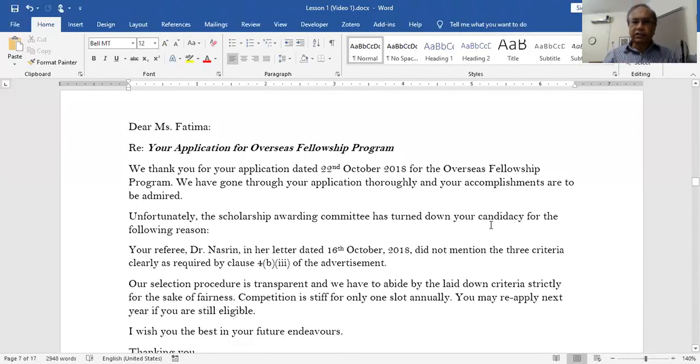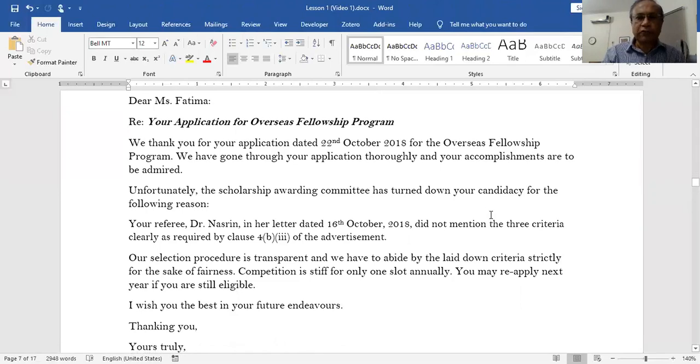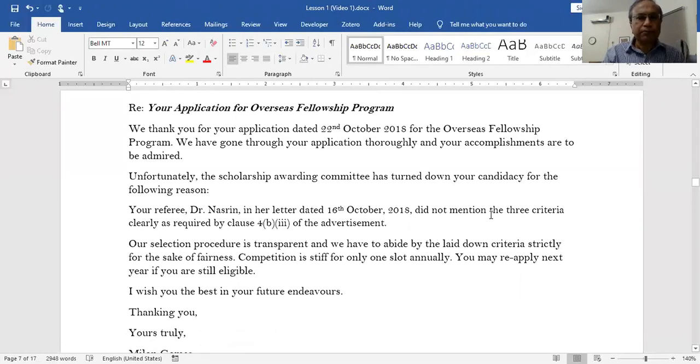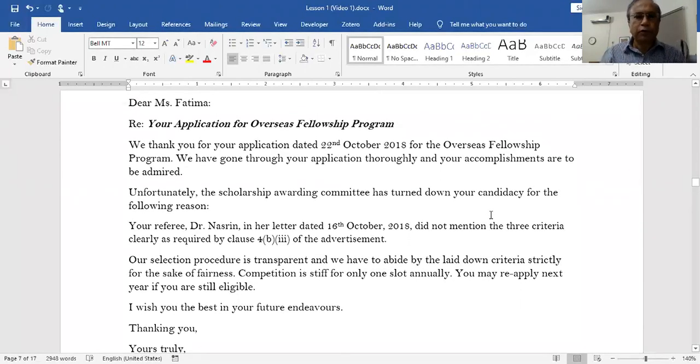So I've started here the letter with the salutation. Dear Ms. Fatima, regarding your application for Overseas Fellowship Program, we thank you for your application dated 22nd October 2018 for the Overseas Fellowship Program. We have gone through your application thoroughly, and your accomplishments are to be admired.